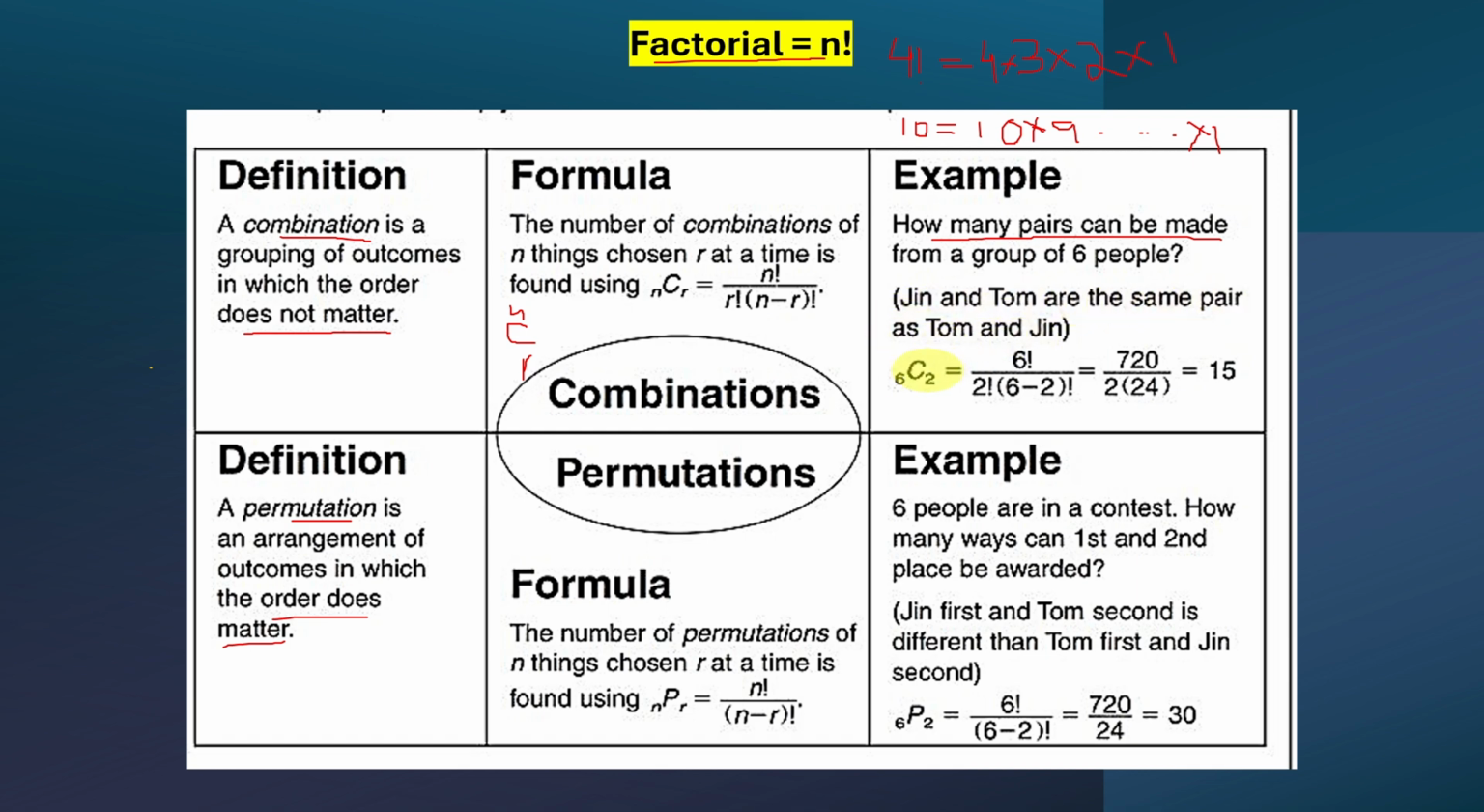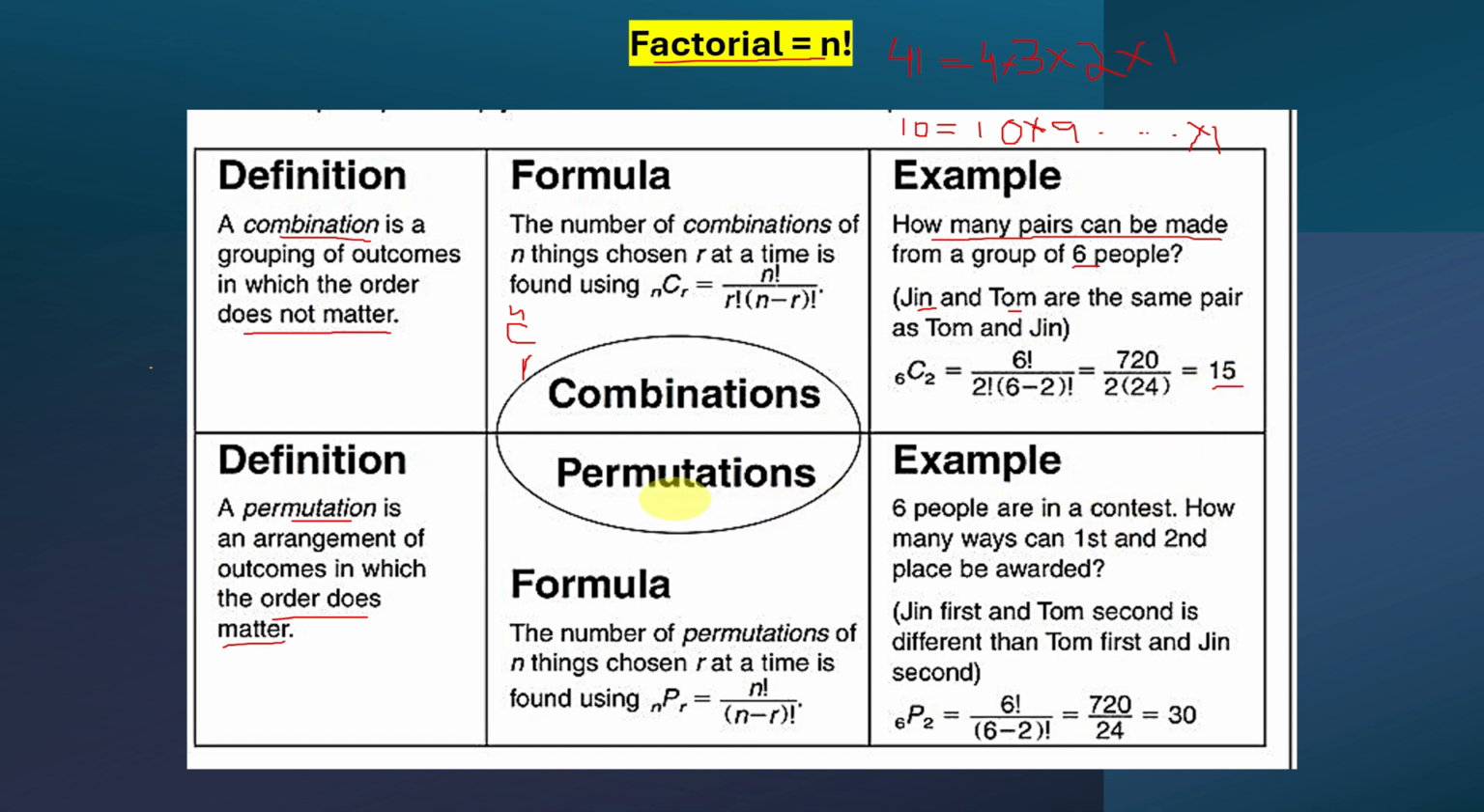So in that case you have 6C2. If anyone asks you to use combination, you put it into the formula: 6 factorial, because it's asking about 6, divided by 2 factorial, because we are talking about pairs of 2, into 6 minus 2 factorial. So the answer is 15. You can have 15 pairs.